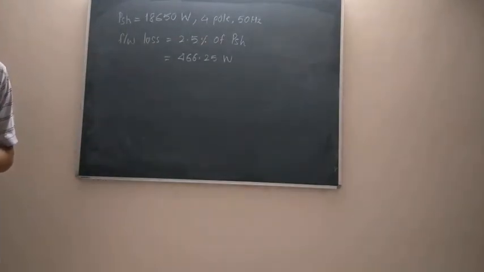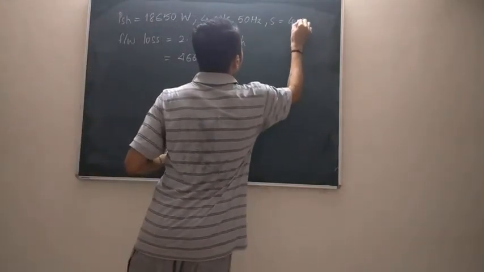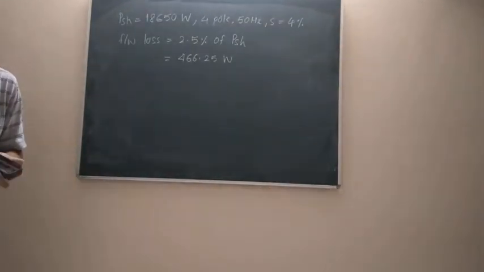The full load slip is 4%. So slip also they have given, it is 4%. And what are we supposed to calculate? The full load rotor copper loss.